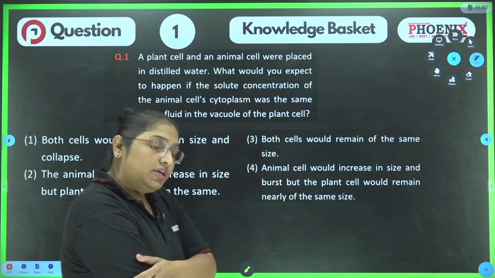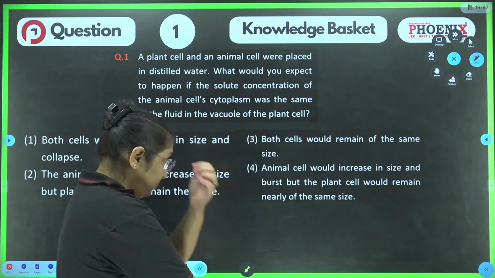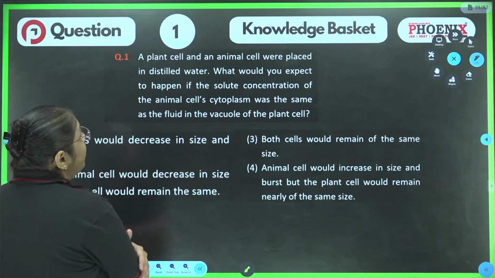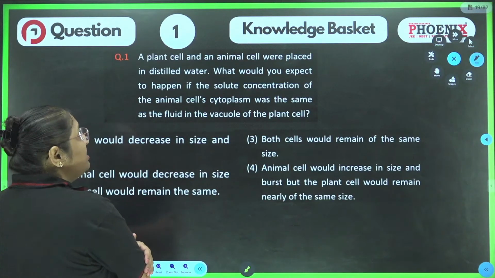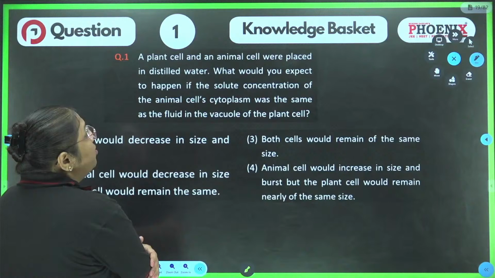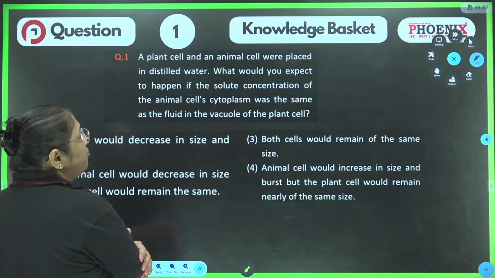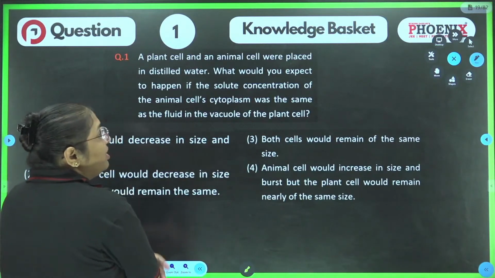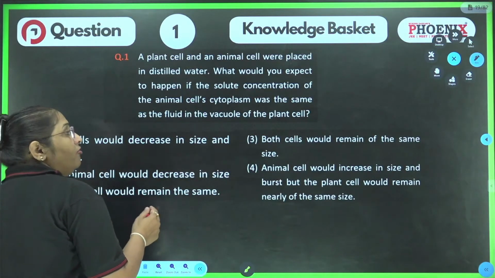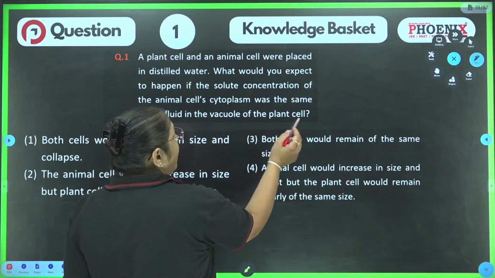Okay, so here is our first question: a plant cell and an animal cell were placed in distilled water. What would you expect to happen if the solute concentration of the animal cell's cytoplasm was the same as the fluid in the vacuole of the plant cell?